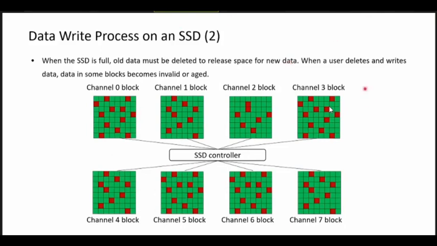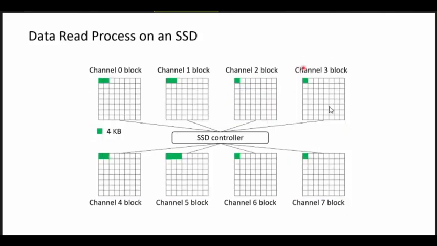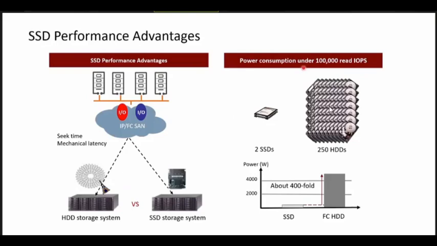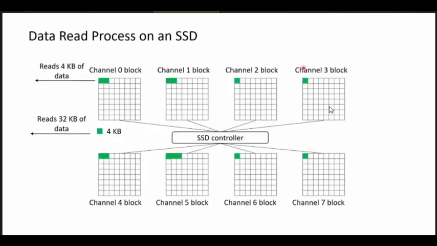Data process written on SSD 2. When SSD is full, data must be deleted to release new space for new data. That's what they're telling. When a user deletes and writes data, some blocks become invalid or aged, and they have certain bad sector issues. Data reading process: if you want to read data, they'll just read the 4 KB of data. You can read 32 kilobytes. Basically, it's according to the blocks.